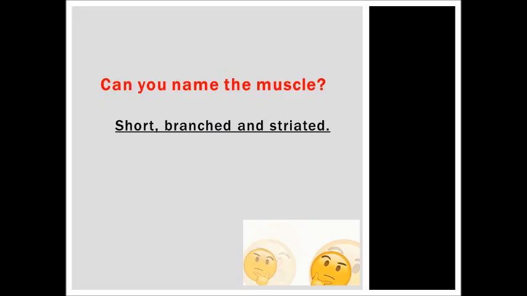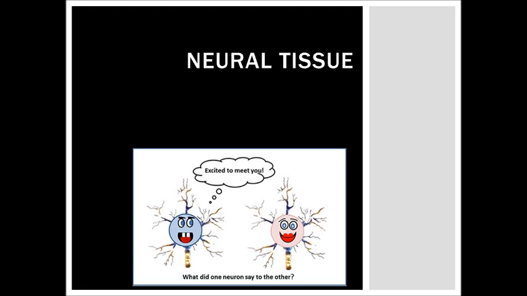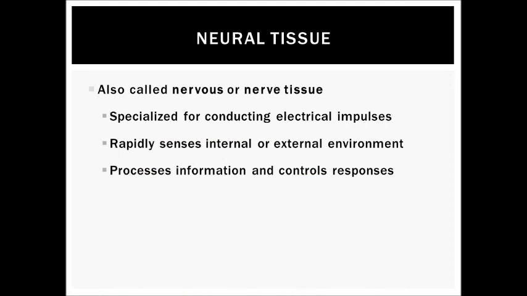Okay, let's test yourself. Can you name the muscle with these criteria: short, branched, and striated? All right, now we move to the last basic tissue, which is neural or nervous tissue. Some of the main functions of the neural tissue are conducting impulse, sensing the internal or external environment, and processing information.